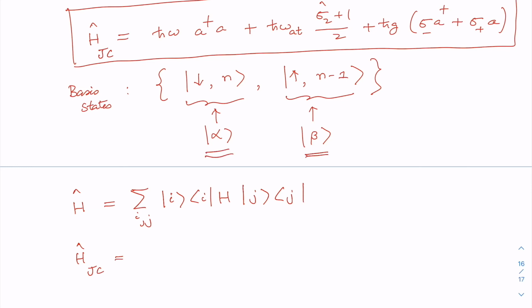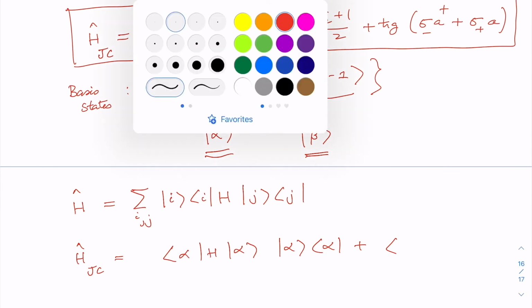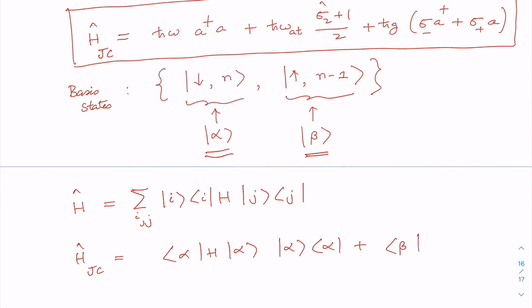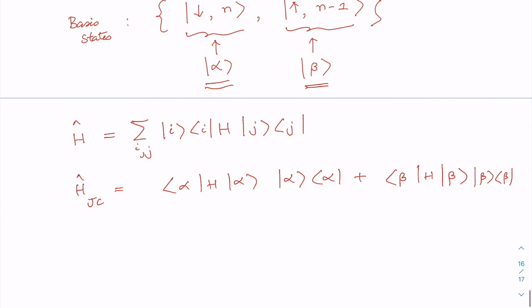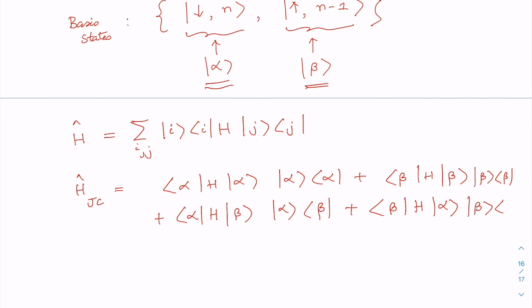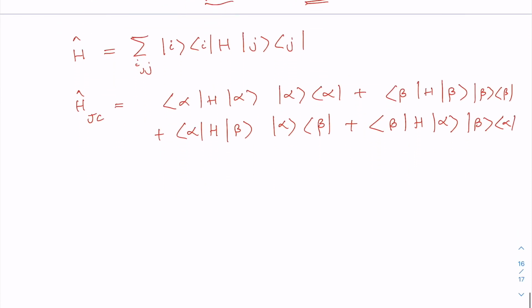So therefore this JC Hamiltonian, now I can write it as, because I have only these two basis states, α, β, right? So I can write it as ⟨α|H|α⟩|α⟩⟨α|, and I have ⟨β|H|β⟩|β⟩⟨β|, and I have ⟨α|H|β⟩|α⟩⟨β| plus ⟨β|H|α⟩|β⟩⟨α|. So let us work out all these elements.